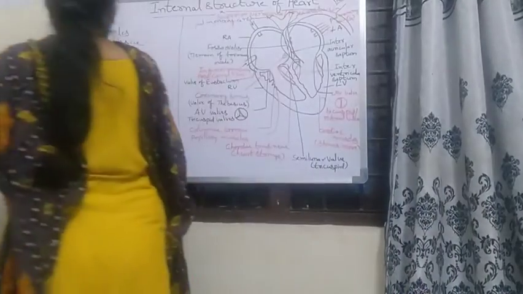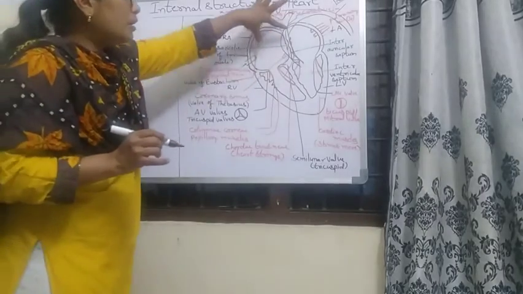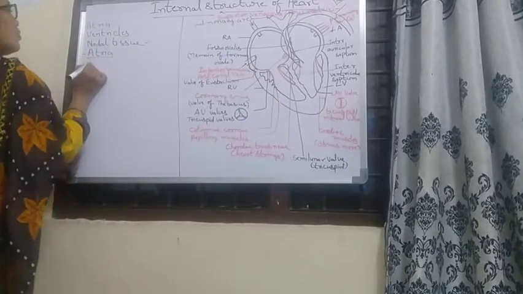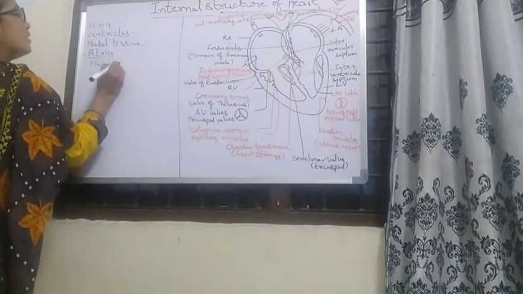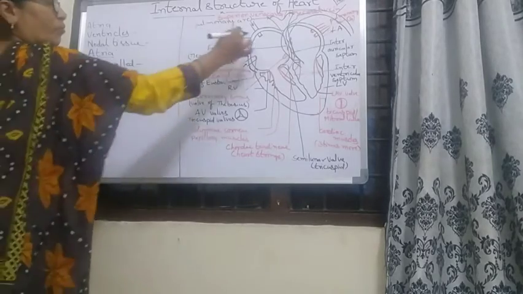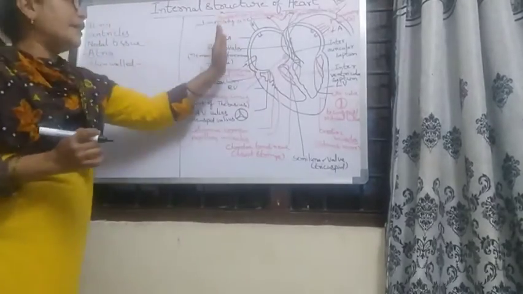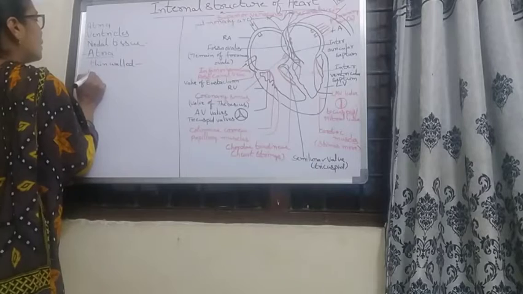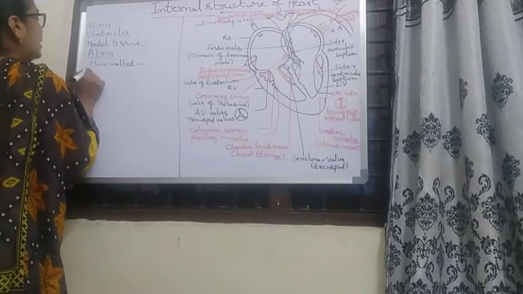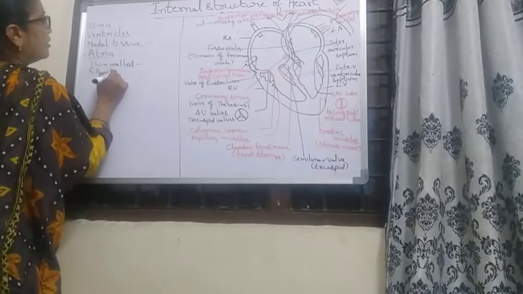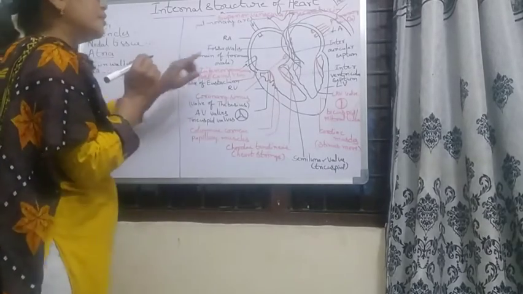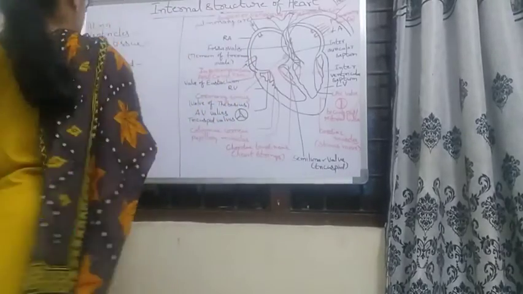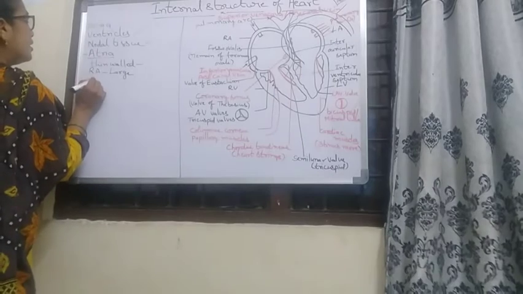First we discuss the atria. The two upper chambers are thin walled. They are the right atrium and the left atrium. The right atrium is larger than the left atrium, and these atria are called receiving chambers.